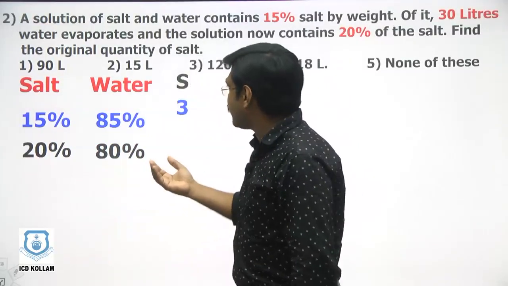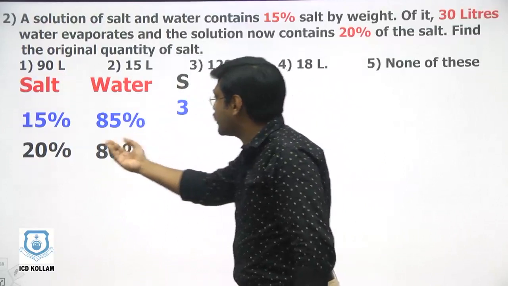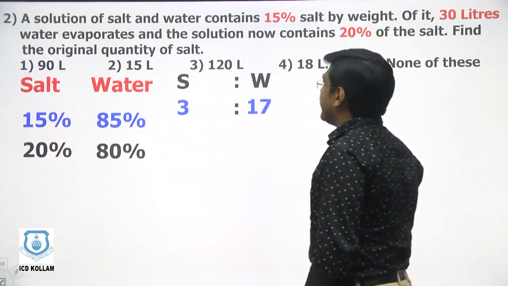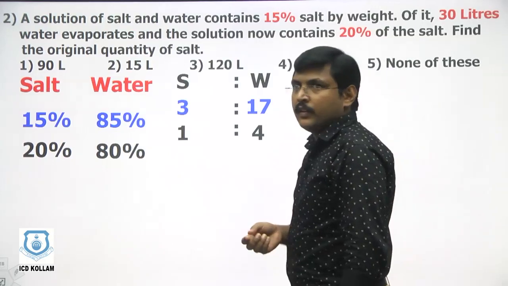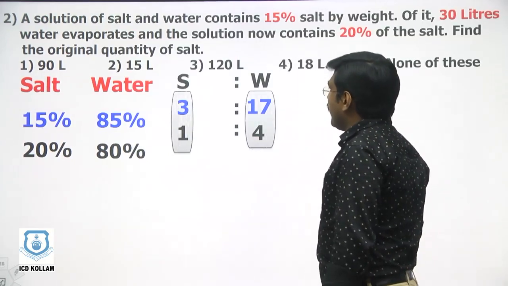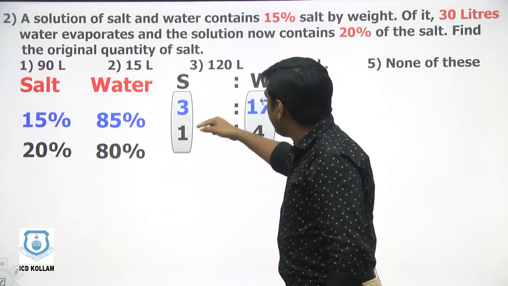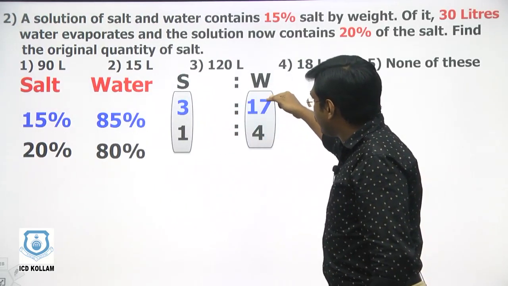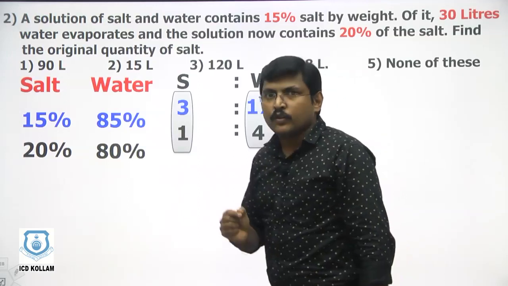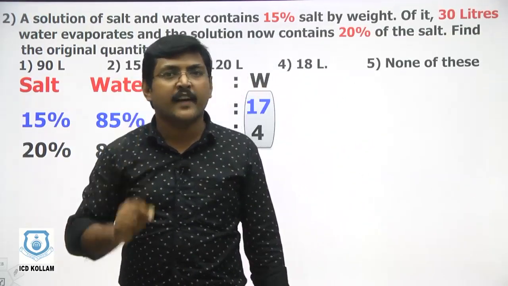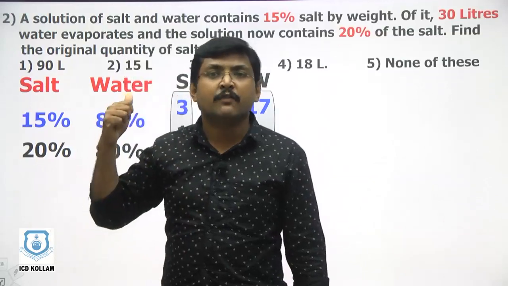So from that data also we can consider another ratio. Here 20 is common for both, so 1 times and 4 times, so we will get the ratio as 1:4. When we check the ratio on the salt side, it changes from 3 to 1, and on the water side, from 17 it changes to 4. So remember this logic for this question, as we discussed in the previous question, the same logic we are applying here also, but here it is evaporation, right?